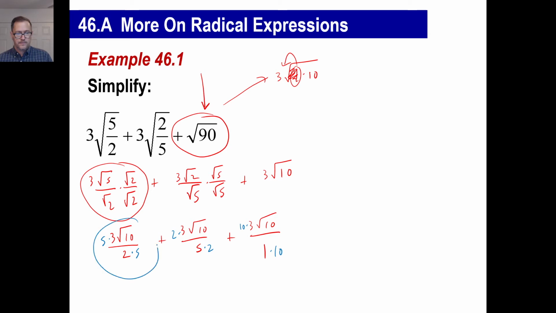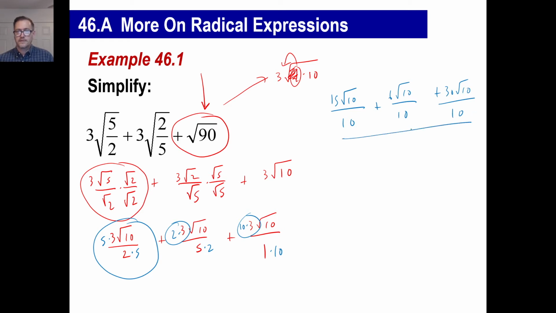So this one, 5 times 3, 15 square root of 10 over 10. This one, 6 square root of 10 over 10. The last one, 30 square root of 10 over 10. All right, since these are all common denominators, we're just going to go 15. Of course, these are like terms as well. Don't forget, there's a square root of 10, a square root of 10, a square root of 10. So we got 15, 6, and 30. So that gives us 21, 51.